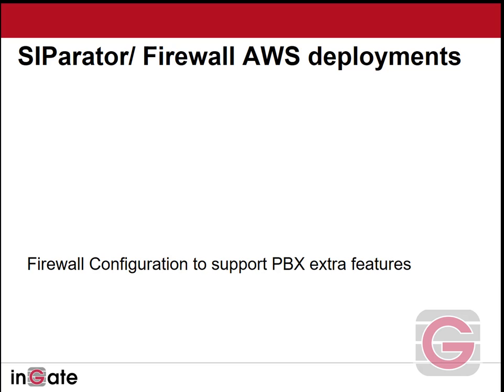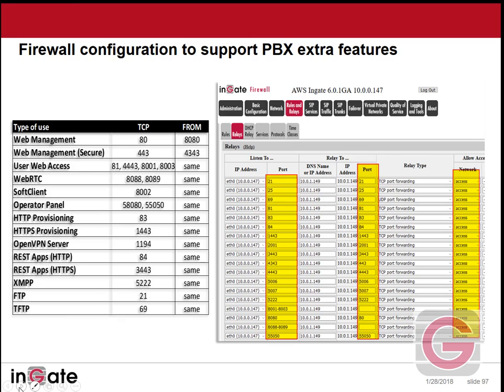We're about to start session number 12, Firewall Configuration for supporting PBX extra features. When you're doing deployments with remote extensions, on top of the traditional support for SIP traffic between the phones and the PBX, there are some other additional functionalities that are not built on top of SIP, such as provisioning the phones, XMPP support for instant messaging, or things like that.